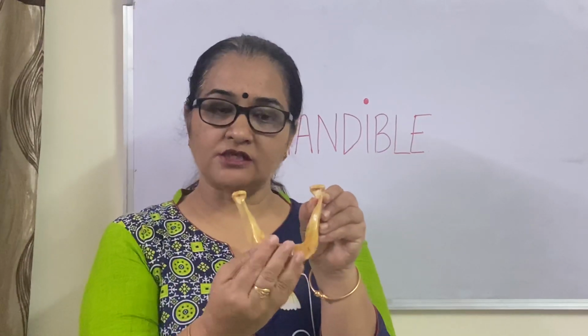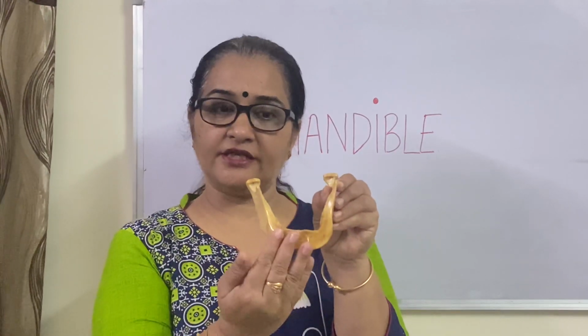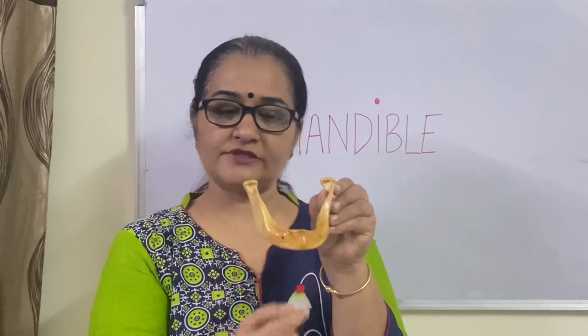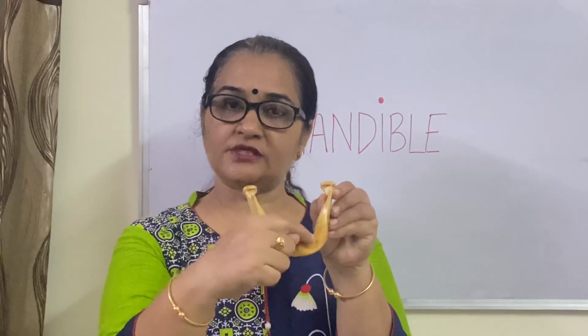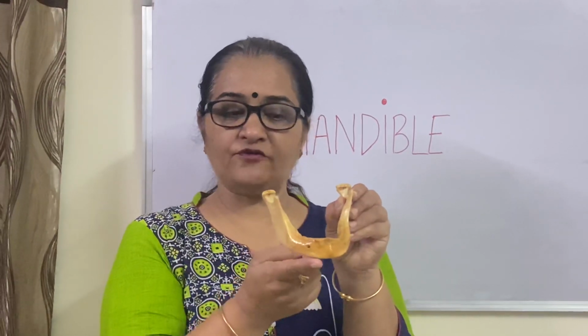So what are the surfaces and borders of the body? It has an anterior surface, it has a posterior surface, it has a superior border which bears the sockets for teeth, and this is the inferior border which is known as the base of the mandible.